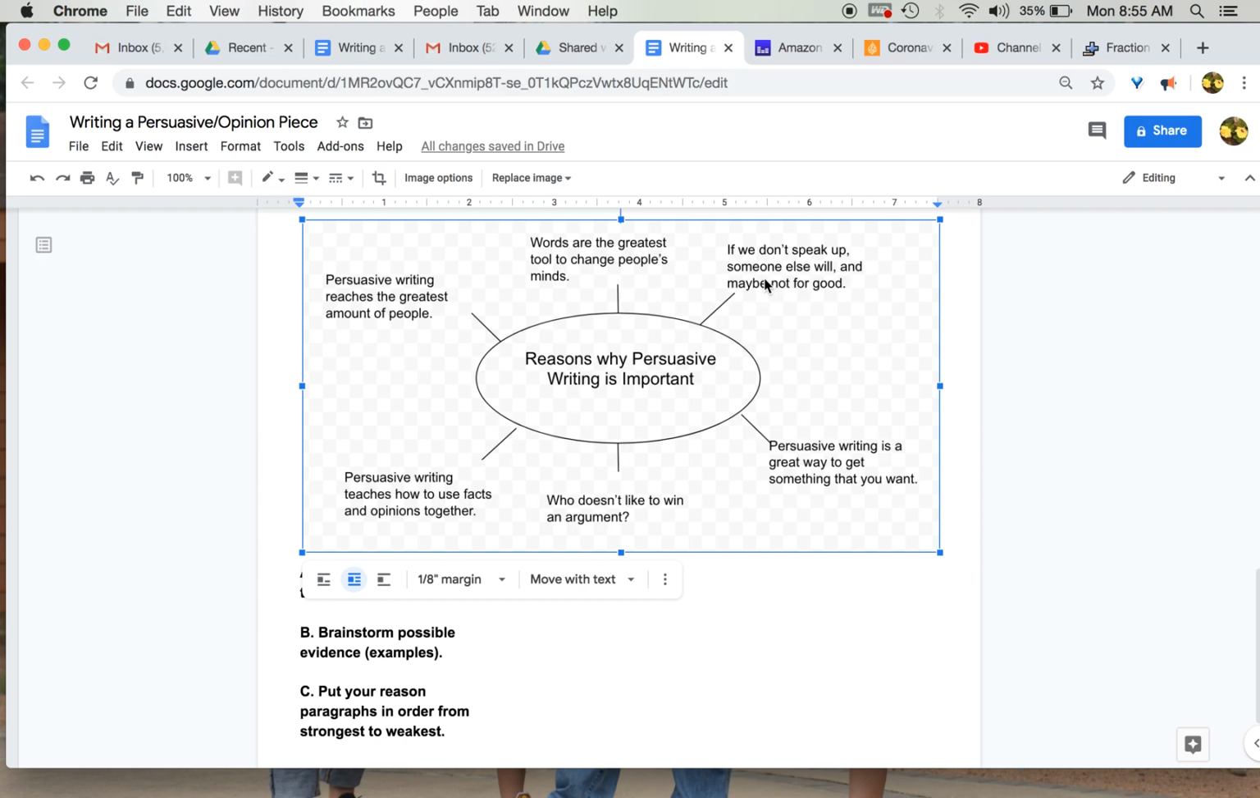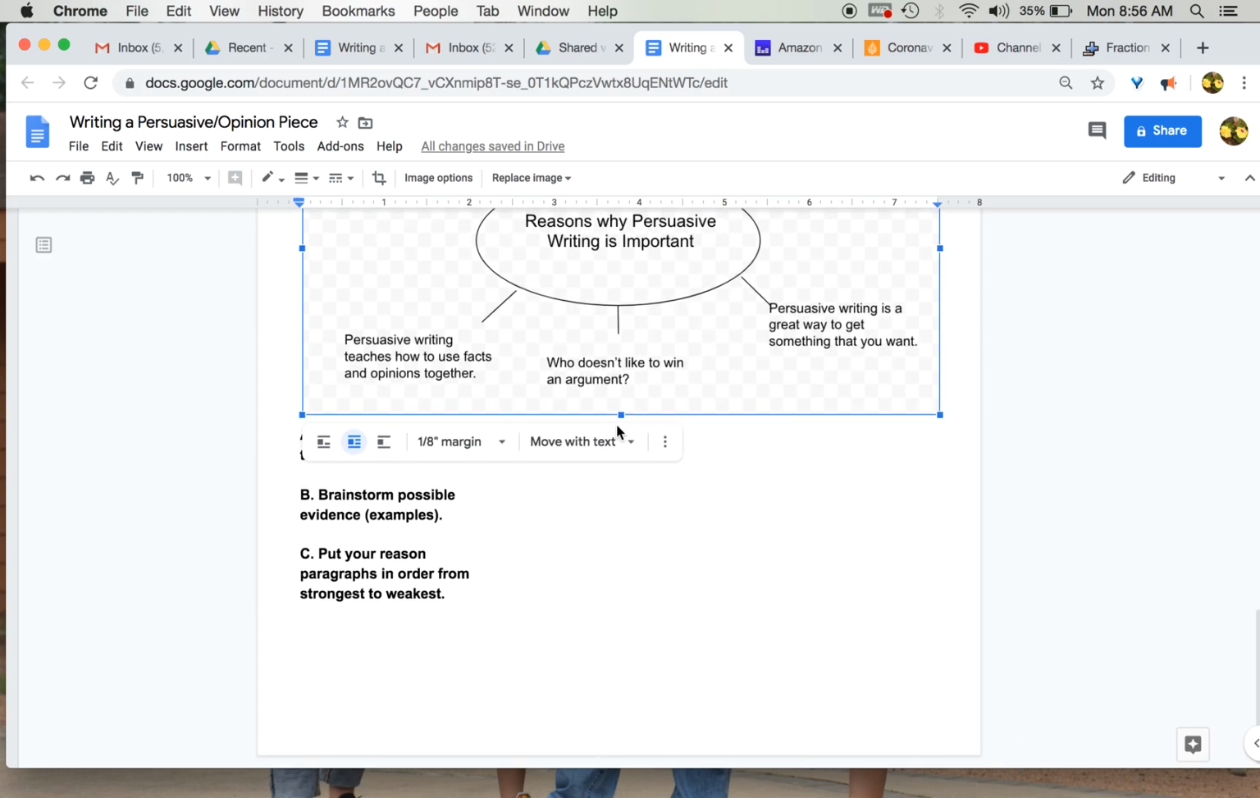If we don't speak up, someone else will, and maybe not for good. Again, that's kind of negative. We could talk about that a little bit, but I don't know if I want to do a whole paragraph about that one. I might use that as an example of how words are the greatest tool to change people's minds, or persuasive writing reaches the greatest amount of people. So this could fit as evidence there.